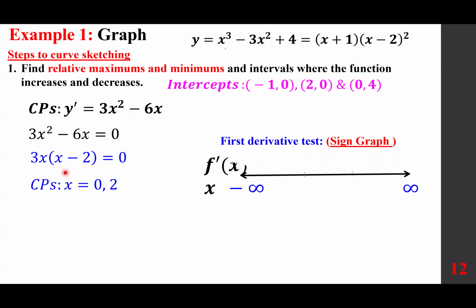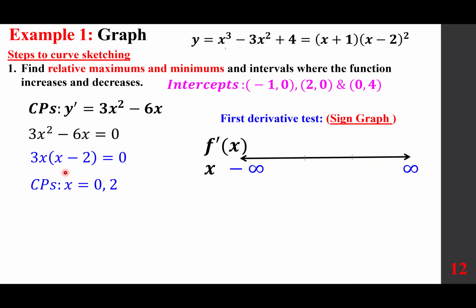The first derivative test requires a sign graph. The sign graph is a number line from negative to positive infinity. At the bottom, you put x. At the top, you put the function that you want to evaluate. In this case, it's f prime of x. And you put these numbers from smallest to largest. So at x equals 0, f prime is 0. At x equals 2, f prime is also 0.